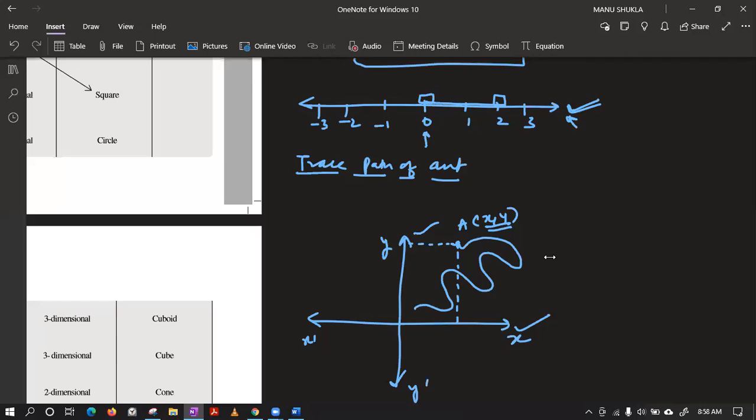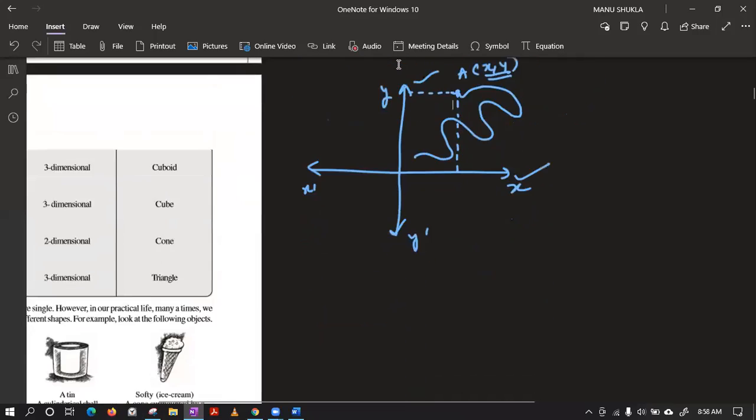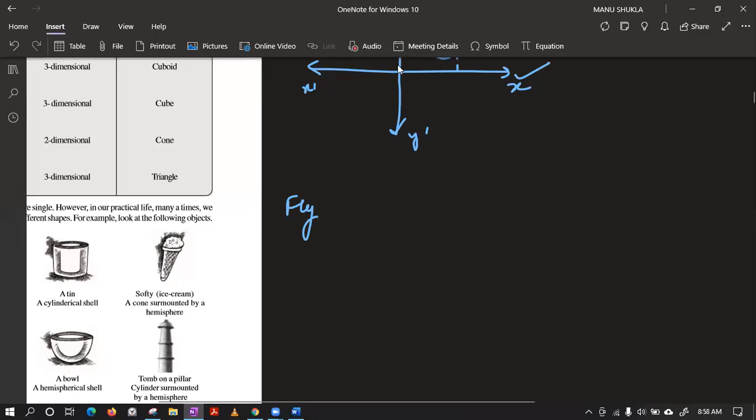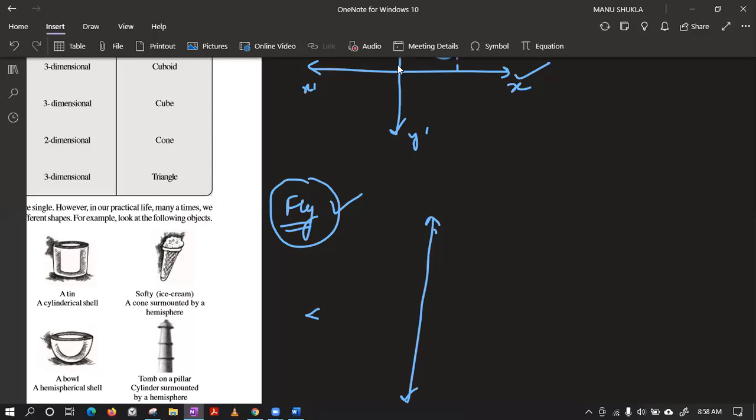Class, please tell. I'm just trying to give you an analogy with your science. Is it clear to everyone? Now, suppose there is a fly and you want to trace its path. How many dimensions do you require to trace the path of a fly? You require three dimensions. For GPS also, you require three, because the fly can move on the ground. It can also come in the air. It can go in three dimensions.